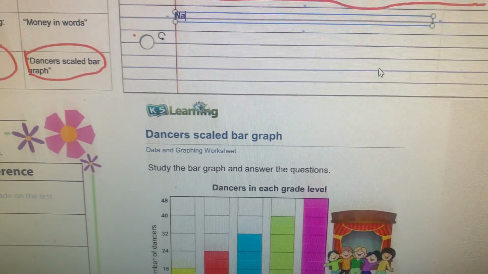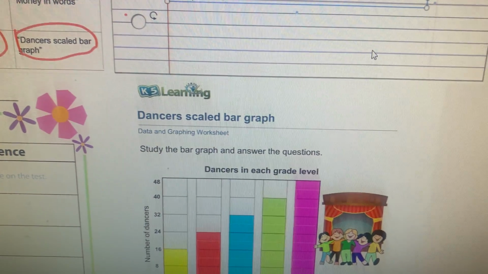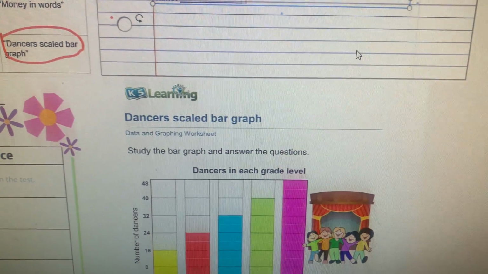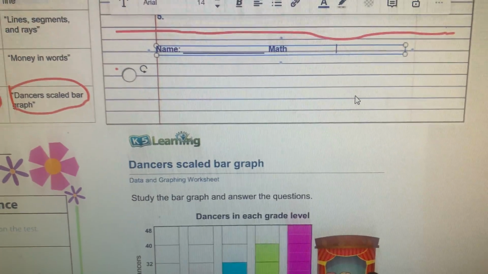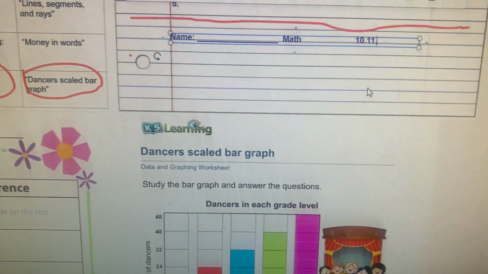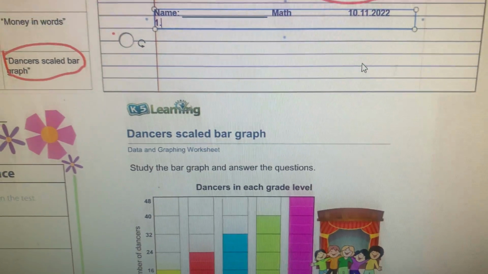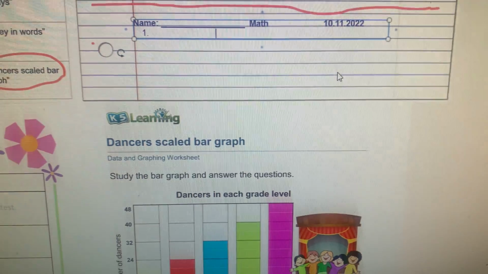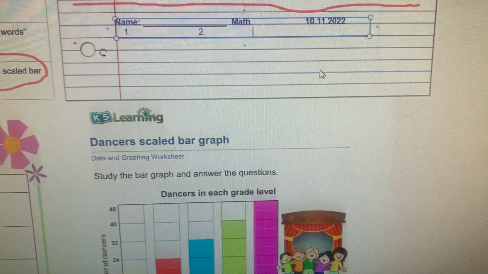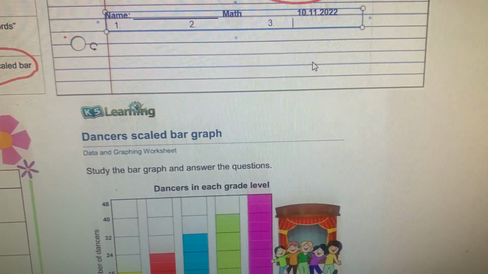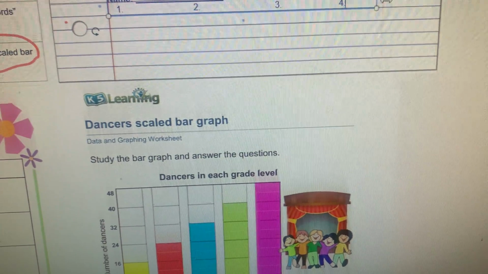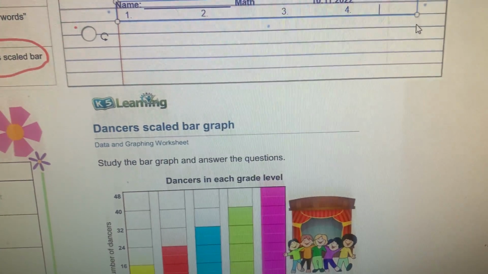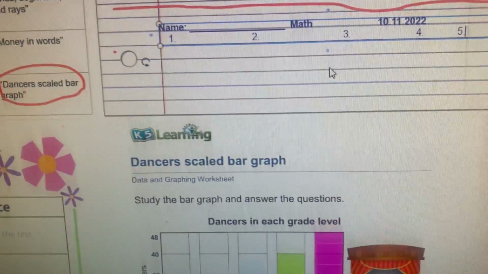And do your name, subject, date, situation. It's math class, and today is still October 11th, 2022. Always make an extra 2. So we have 5 questions where you're just gonna be writing numbers, so you don't have to skip lines. You can just go across. 3, 4, 5.